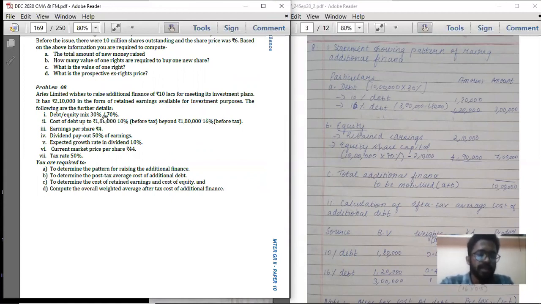The following are the further details. Debt to equity mix is 30:70. That is, the 10 lakh they are procuring as 30:70. 30% is from debt and 70% is from equity. So out of that 10 lakh, 30% is from debt, so 3 lakhs is from debt.